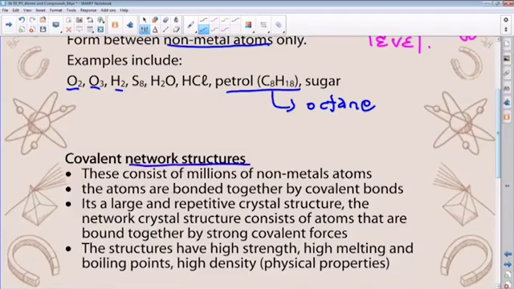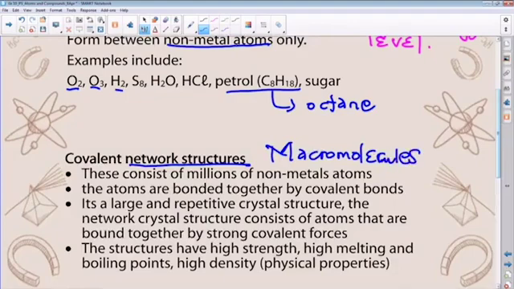structures. These are network structures, as you may recall even from your biology that you did in the first term, your life sciences, we spoke about macromolecules. Sometimes we refer to these covalent network structures as macromolecules. They're called macromolecules.